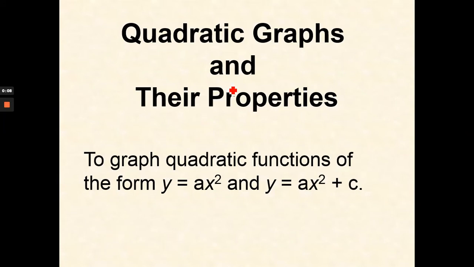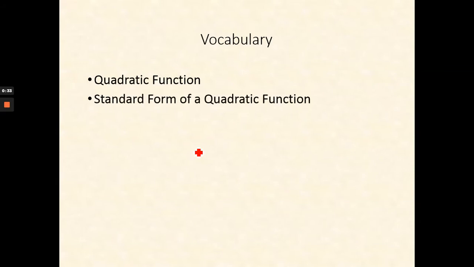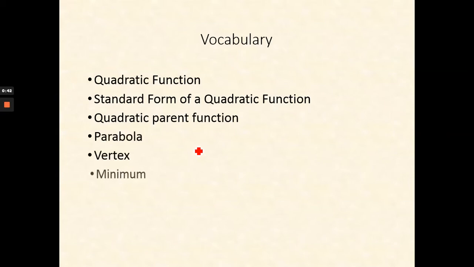Hello. This time we're going to discuss quadratic graphs and their properties. So here we're going to graph quadratic functions of the form y equals ax squared and y equals ax squared plus c. Okay? So we have different vocabulary that involves quadratic functions. We have the quadratic function, the standard form of a quadratic function, the quadratic parent function, the parabola. We also have the vertex, minimum, maximum, and the axis of symmetry. Okay?